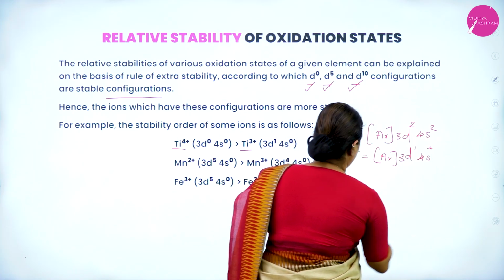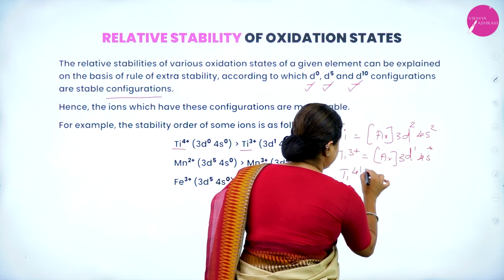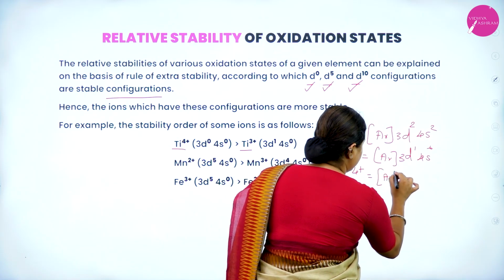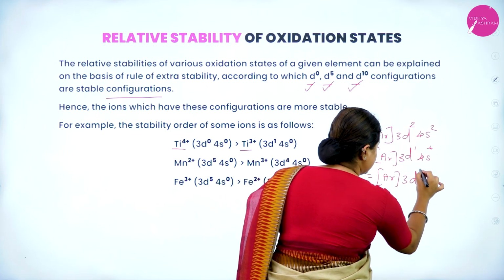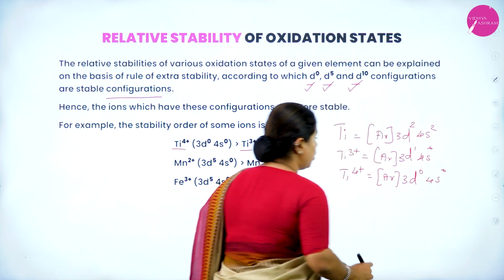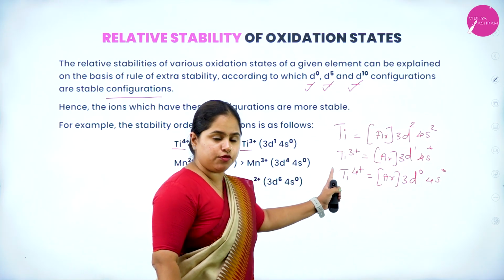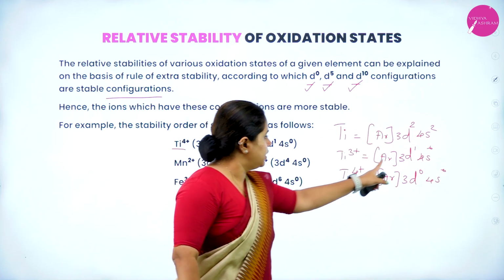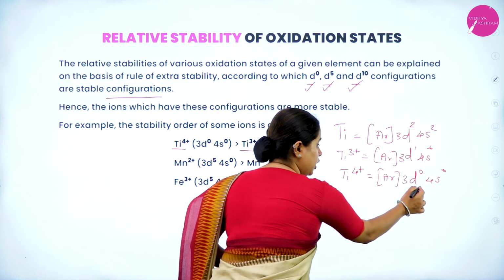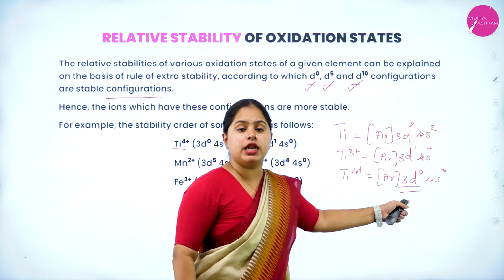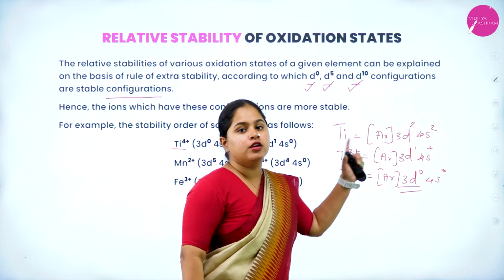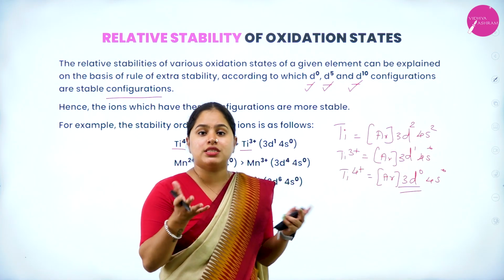So 4s will be 0. And if it is titanium 4+, you will have argon, all 4 will be gone. So 3d0, 4s0. Now can you observe, titanium 3+ and 4+ oxidation states I am comparing. Here 3d1 is there, here it is 3d0. So you can see here there are no d electrons, so it is having extra stability. So the question will be like, which is more stable?